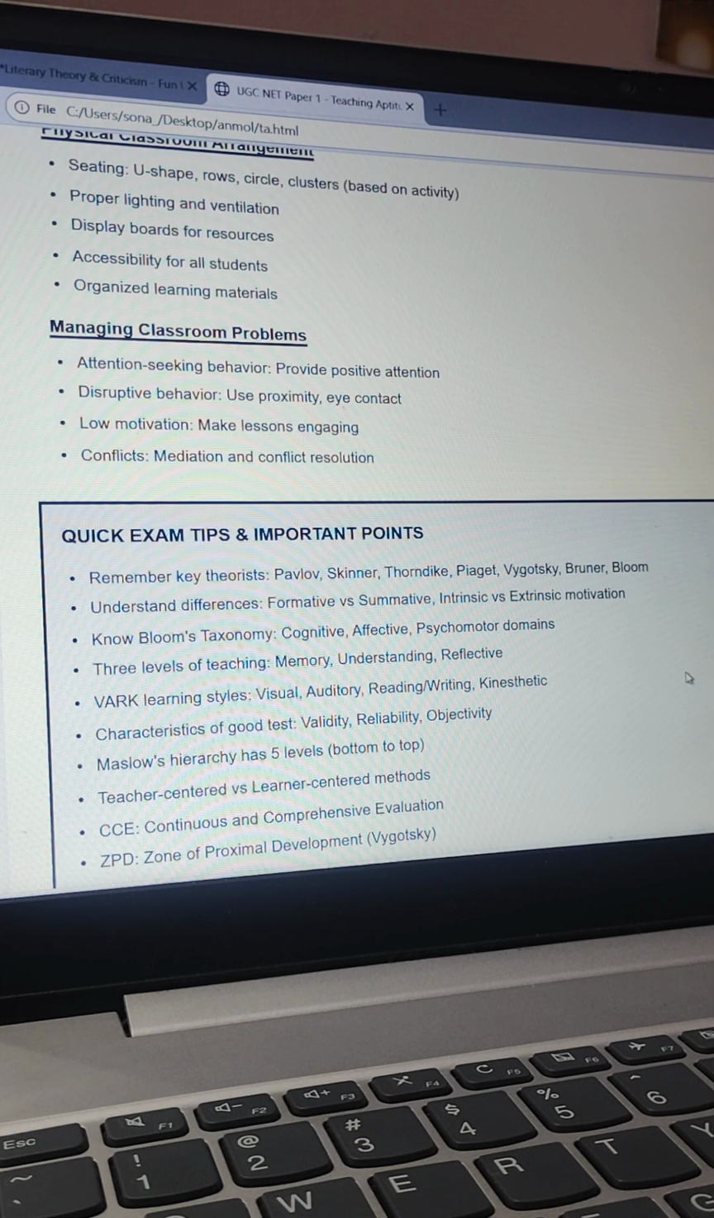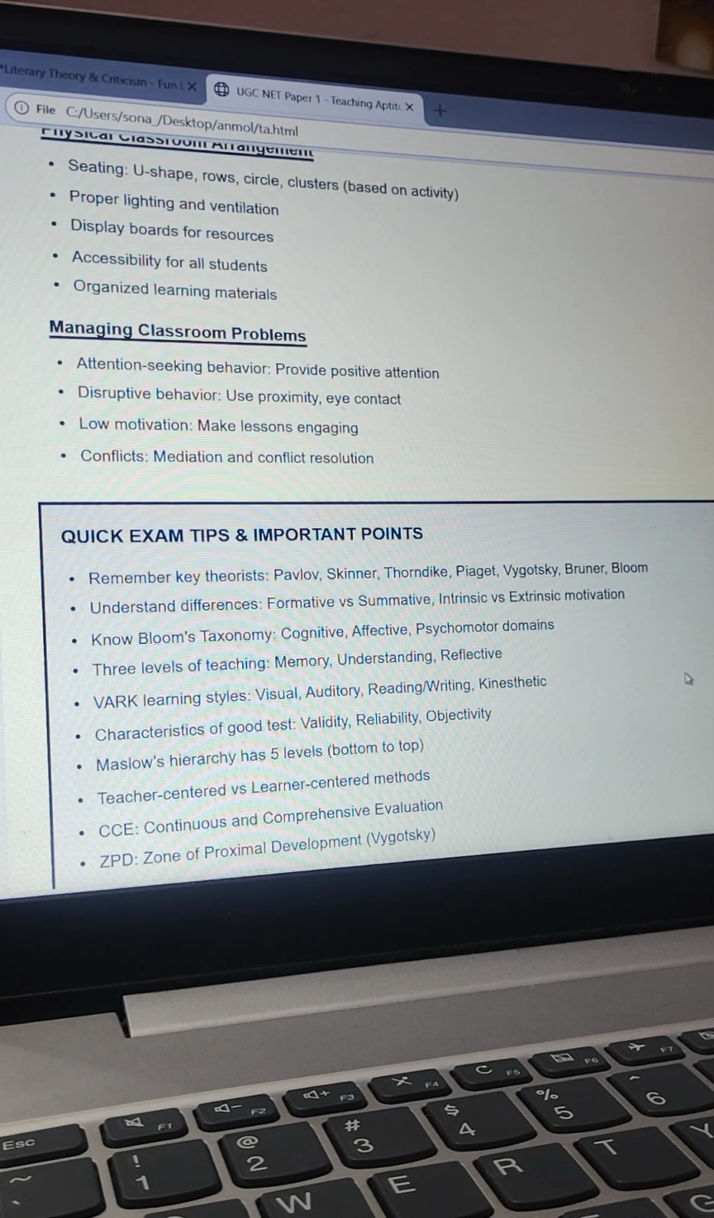3 levels of teaching we learned: memory, understanding and reflective. The thing to remember in these levels is that the memory level is given by Herbart, the understanding level is given by Morrison, and the reflective level is given by Hunt. The VARK model we have discussed. Characteristics of a good test are validity, reliability and objectivity. In validity we talk about whether it is valid or not. In reliability we talk about consistency, and objectivity we all know.